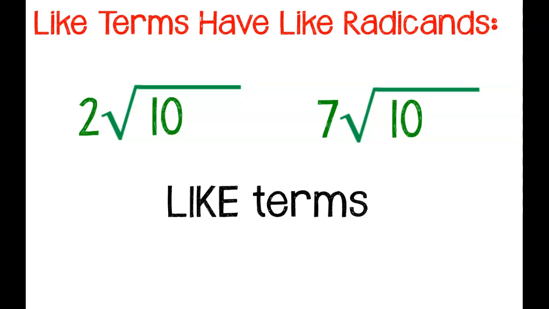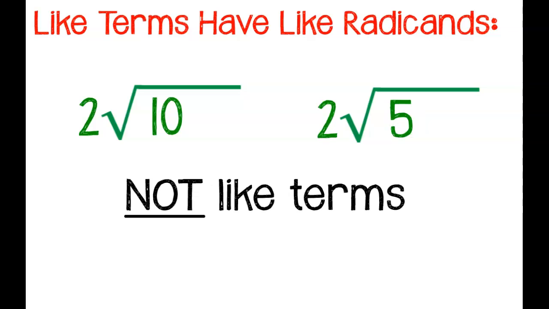If you're a radical expression, like terms have like radicands. Remember, the radicand is the number below the radical sign. So these two are like terms. It does not matter what your coefficients are. What matters is the radicand. If the radicand matches, then you have like terms. If the radicands do not match, like this example here, then these are not like terms. You cannot add them together, you cannot subtract them. You can multiply them, you can divide them, but you can't add or subtract them, because when adding or subtracting, you have to have like terms.